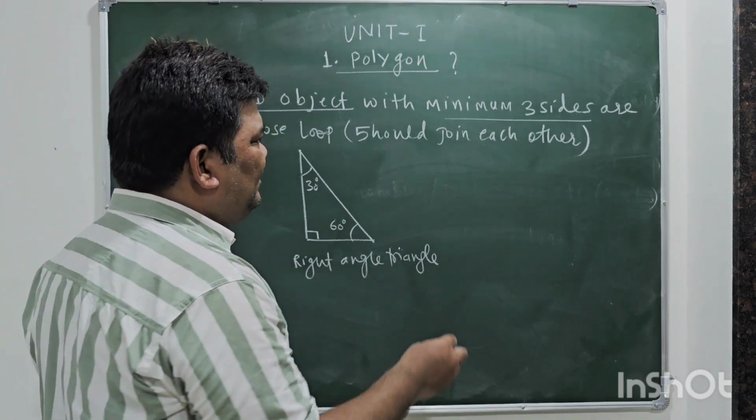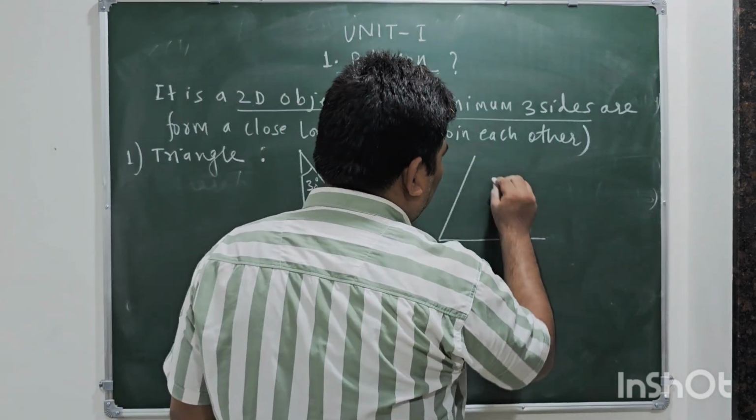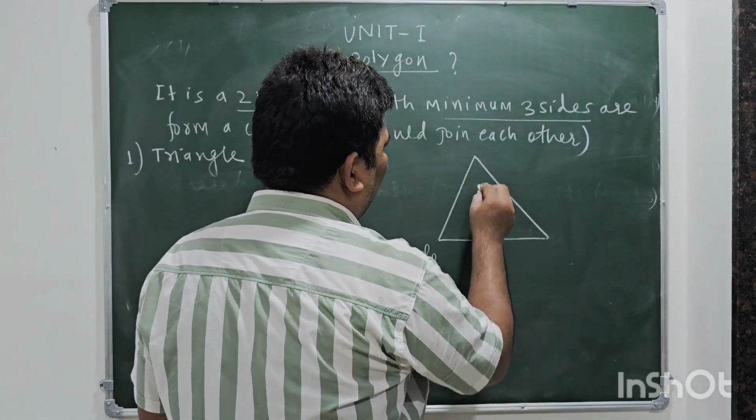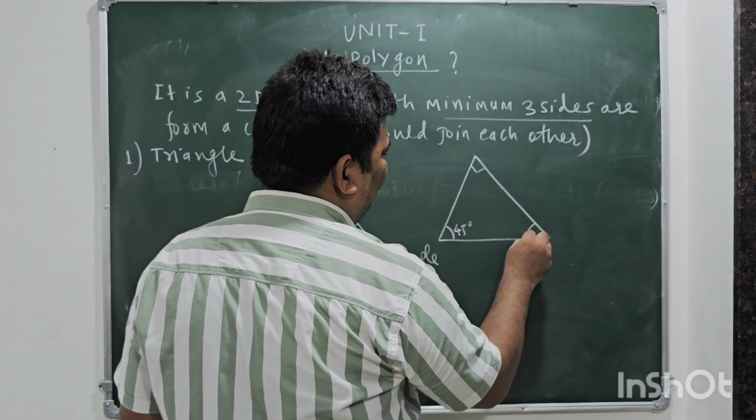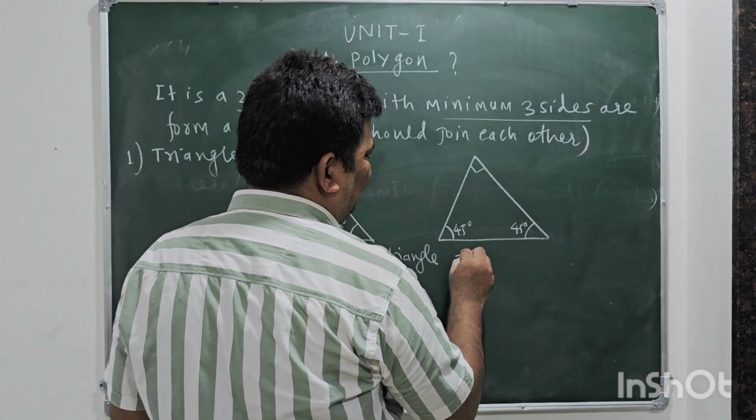Second type of the triangle is the isosceles triangle. So here you can see this angle must be 90 degree, this angle is 45 degree, this is the 45 degree. Isosceles triangle.